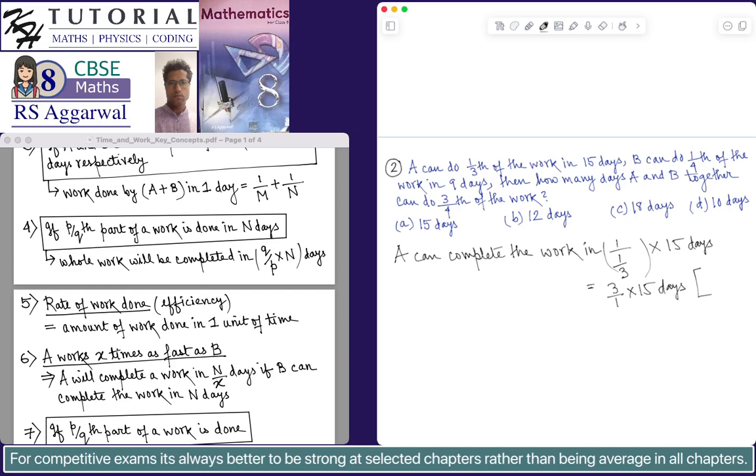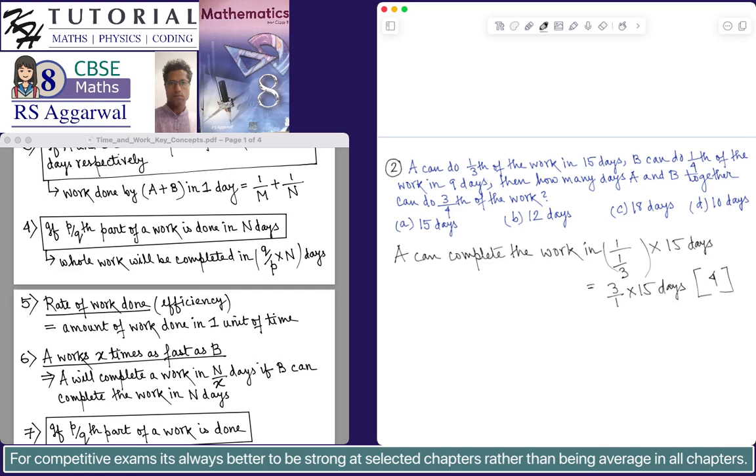Now, the concept that I have applied is concept number 4, where it says if P by Qth part of a work is done in n days, then the whole work will be completed in Q by P, that is the reciprocal of P by Q, multiplied by n. I will not explain why this is so. If you apply common sense and the unitary method, you will clearly understand that the whole work will be completed in Q by P multiplied by n days. Why? Because the whole work is considered as 1. So whenever you are given some part of a work done in some number of days, and you are asked to find in how many days the whole work will be done, you consider the whole work as 1 and apply the unitary method.